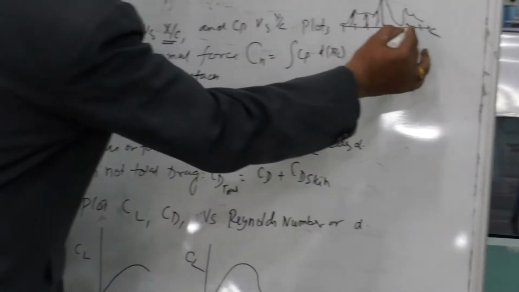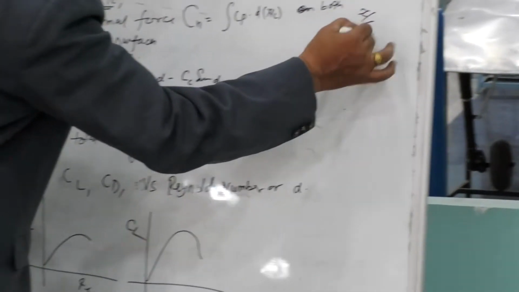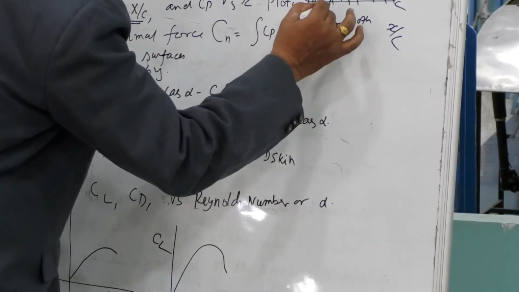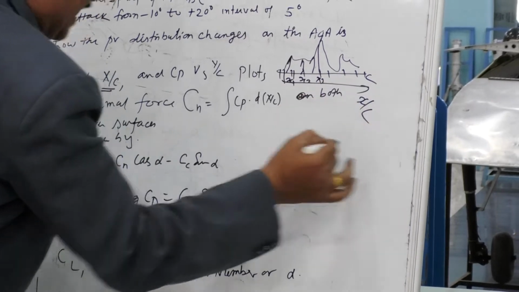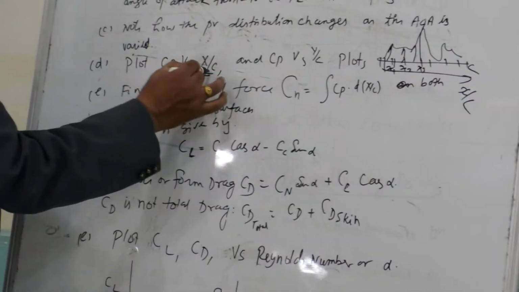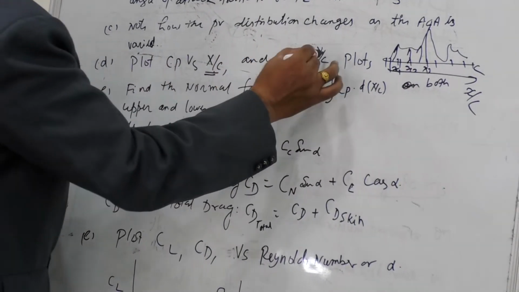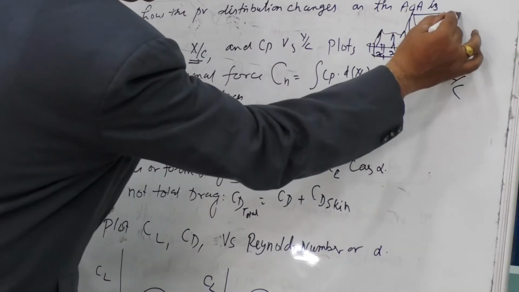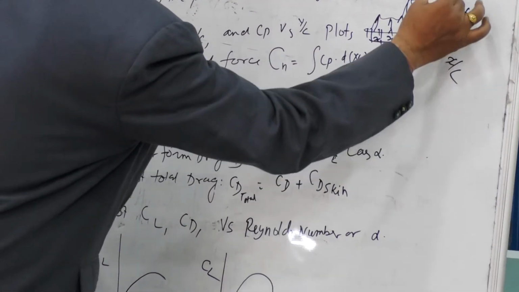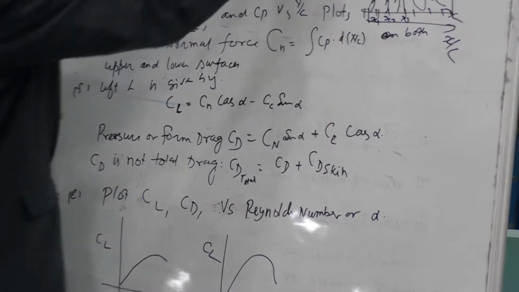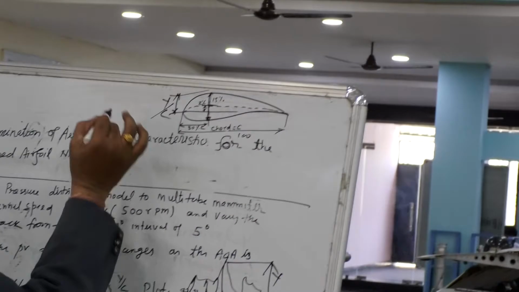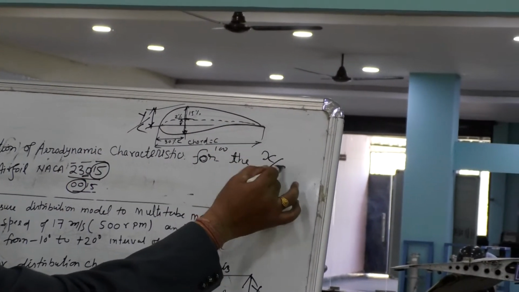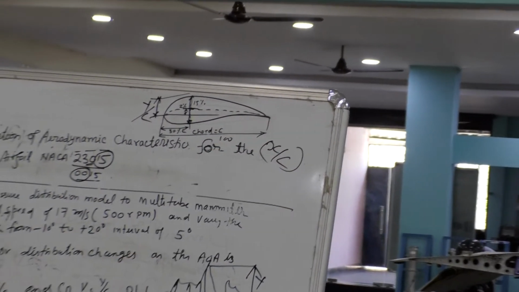So this is called x by c here. For each point, this is x, x1, x2, x3, and this is the c. So Cp versus x by c, and Cp versus y by c, and this is called y. The vertical distance is called the y here. If you see here, this is the y. So y by c, and this is called x by c. This is the horizontal variation.